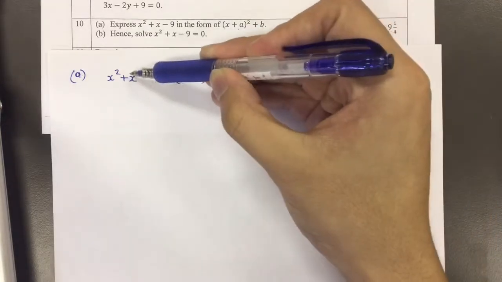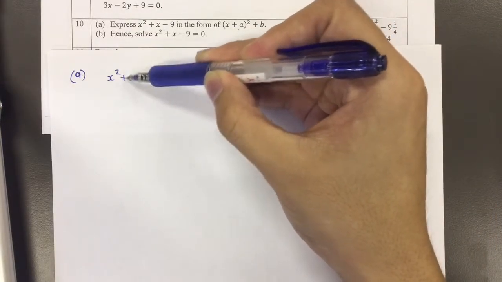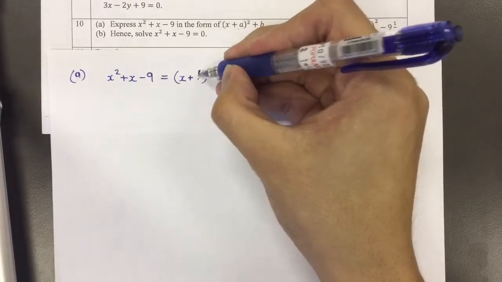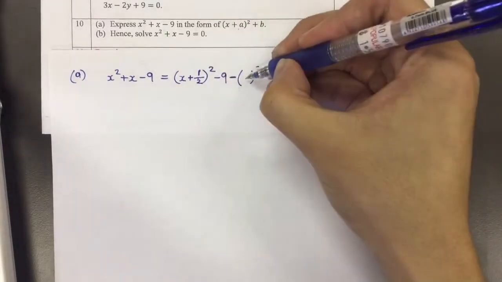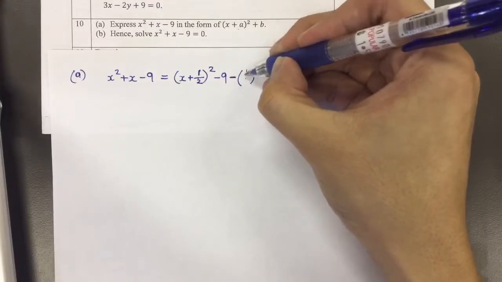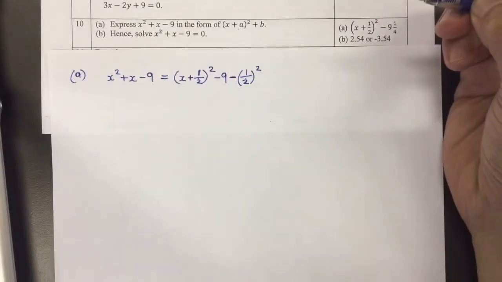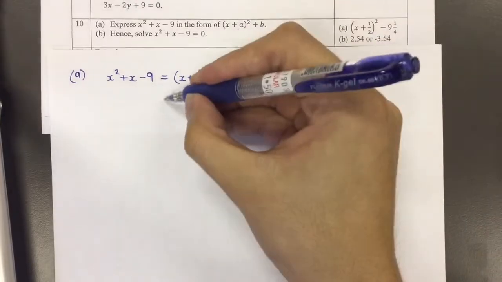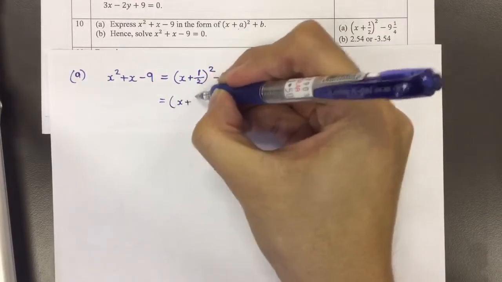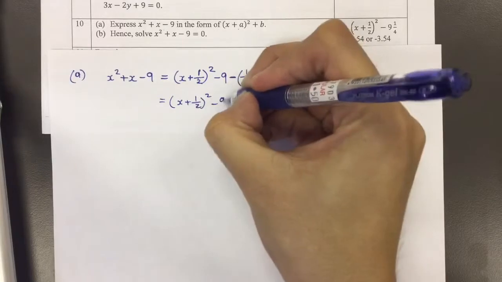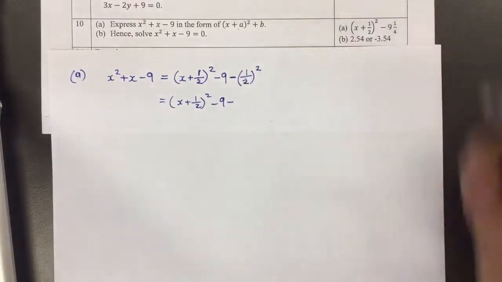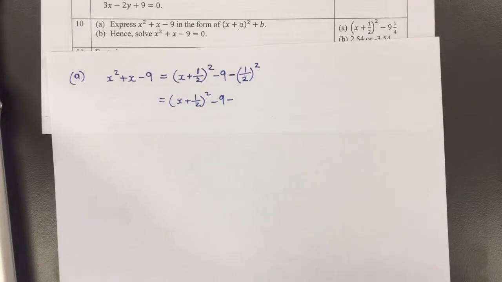It's actually the value of this number here divided by 2. So if it was a plus 1, it is 1 over 2, and similarly here it will be a positive 1 over 2. So what happens next is now I'm going to evaluate these two expressions to get x plus half squared minus 9. Now use your calculator to calculate this value.